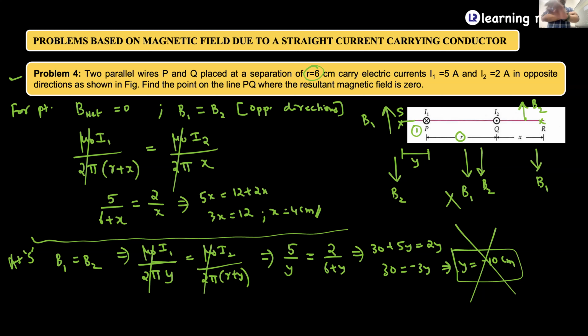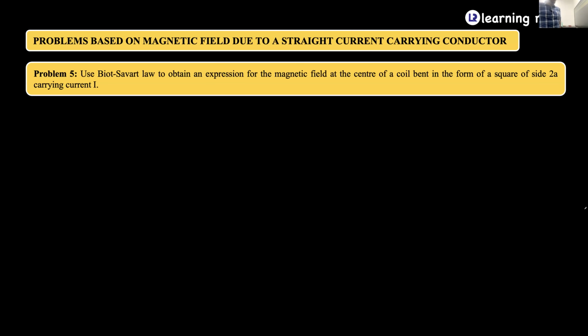Guys, shall we proceed? So look at this one. This I will solve. Listen to this. Okay. So the question is, use Biot-Savart law to obtain an expression for the magnetic field at the center of a coil, which is bent in the form of a square of side 2A carrying current I.